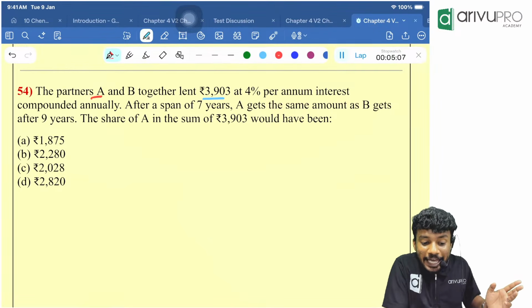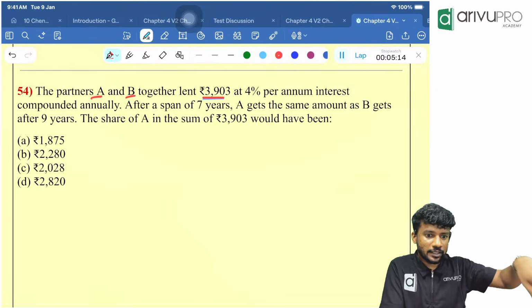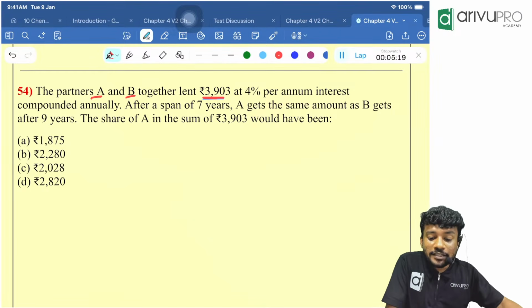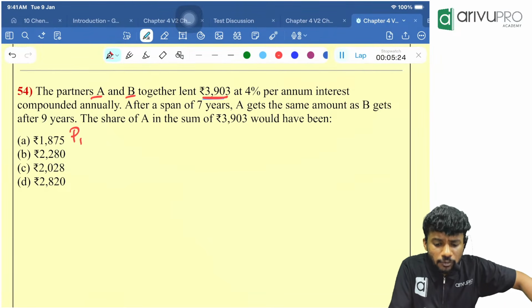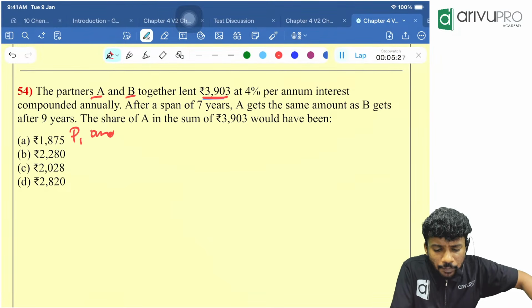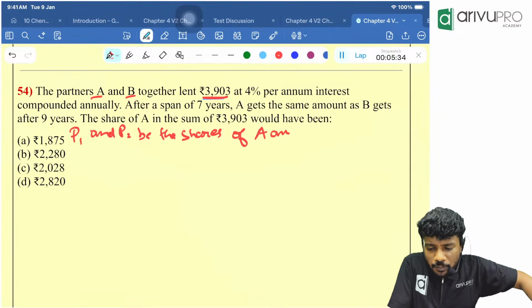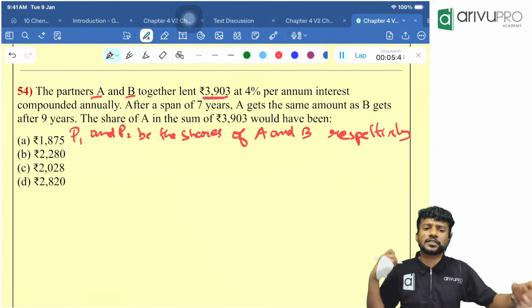Similarly, A and B together lent 3,903. The share of A will be there, the share of B will be there, and their sum is equal to 3,903. Now I will write it just for understanding. Let P1 and P2 be the shares of A and B respectively. P1 is the principal of A and P2 is the principal of B.